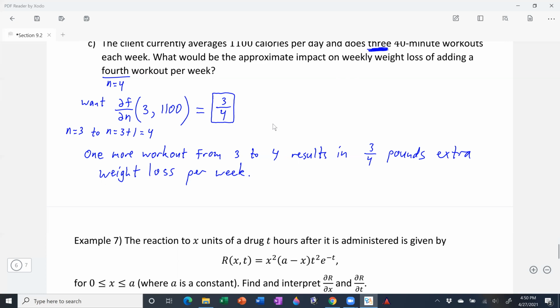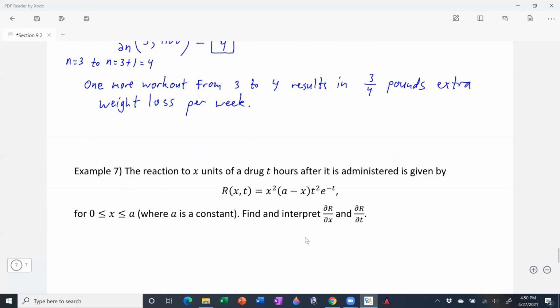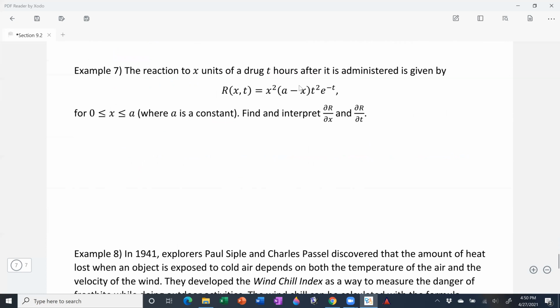All right, so the interpretation is always going to be the trickiest part when there are so many different variables involved. Okay, so I'll make a separate video to pick up on example 7.